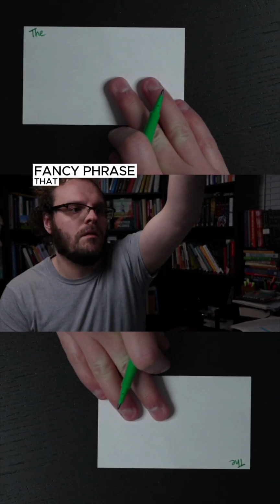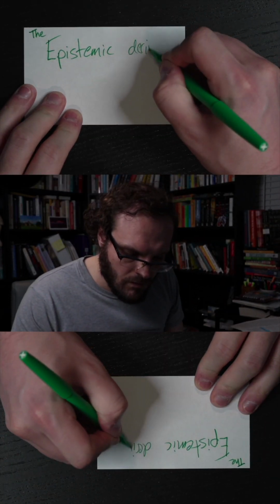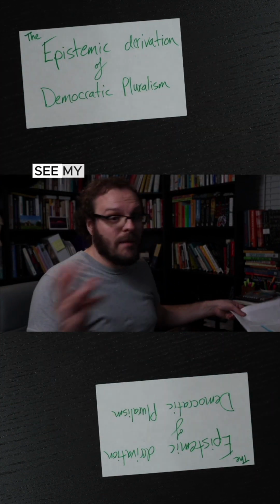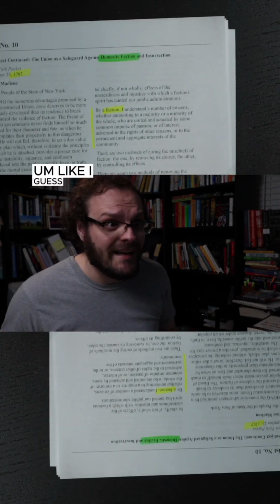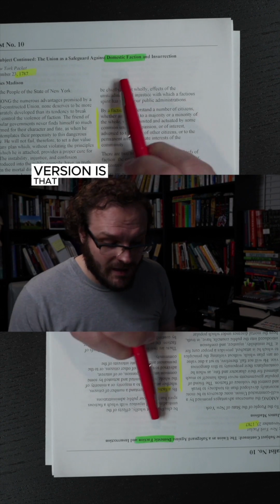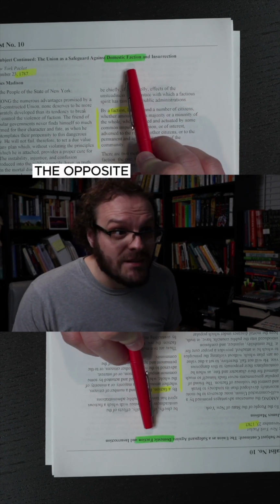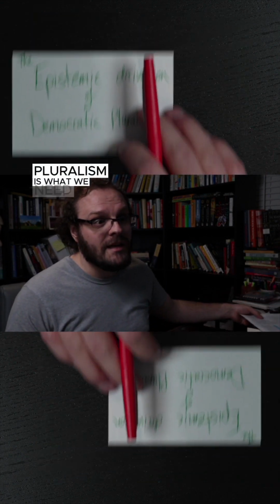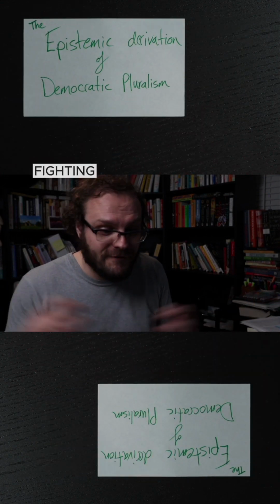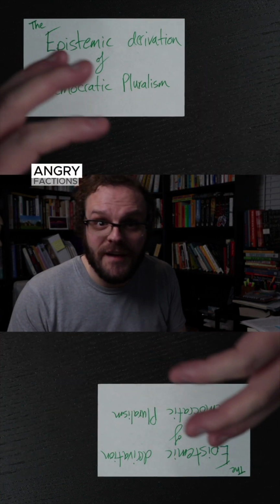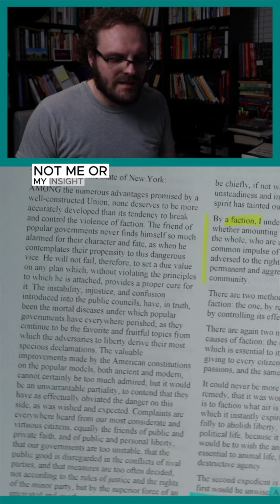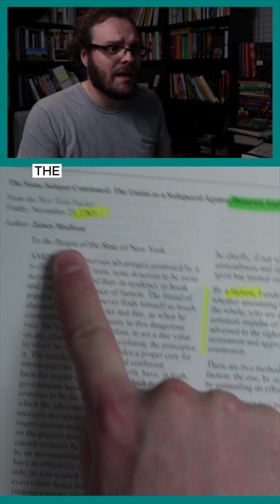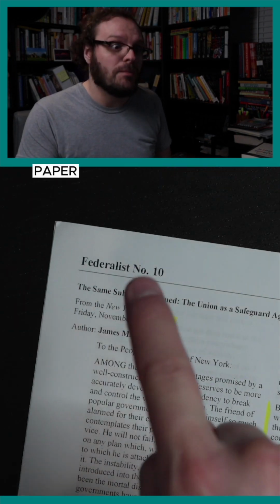The fancy phrase that I said at the beginning of the video was the epistemic derivation of democratic pluralism. If you didn't see my previous video, a super short version is that democratic pluralism is the opposite of domestic faction and insurrection. Pluralism is what we need to survive us fighting each other in angry factions. It's not me or my insight. That's the insight of James Madison, who wrote the Constitution in Federalist Paper number 10.